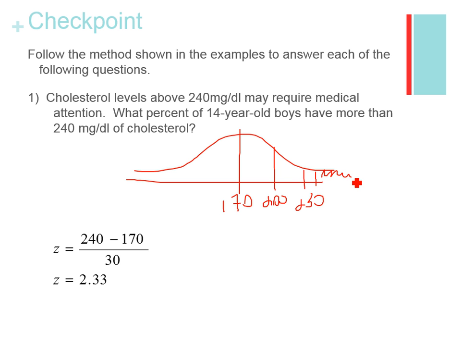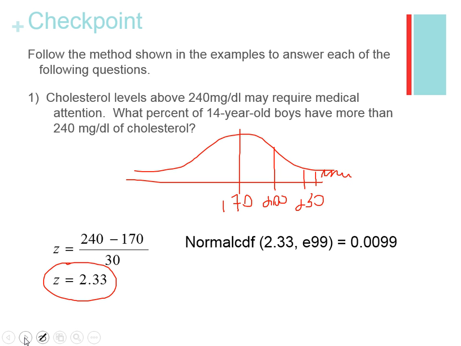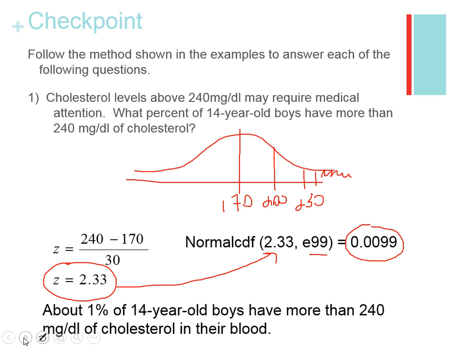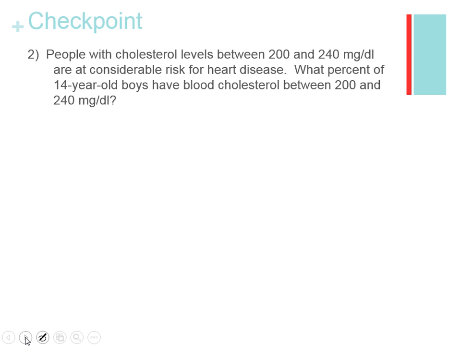So I want to know what the area under the normal curve is there, kind of small. Here's the z-score for that data value. Now I just want to know, what's the normal CDF from 2.33 to positive infinity, which comes out to be about 0.0099, which means roughly about 1%, this is what that's going to round to, of 14-year-old boys have more than 240 milligrams per deciliter of cholesterol in their blood.